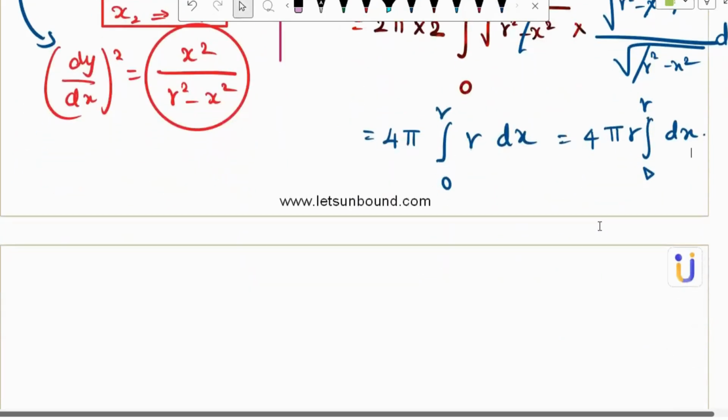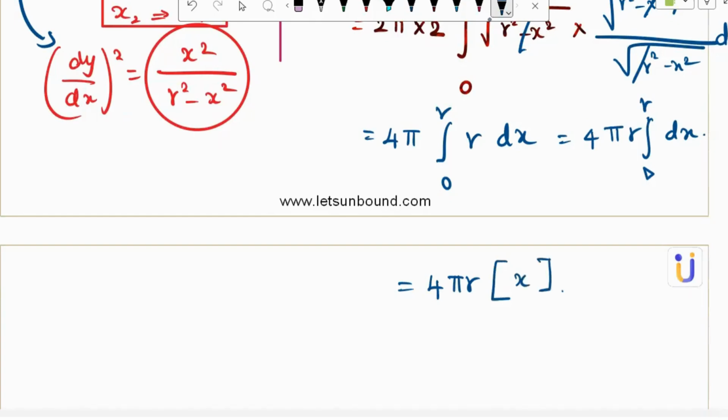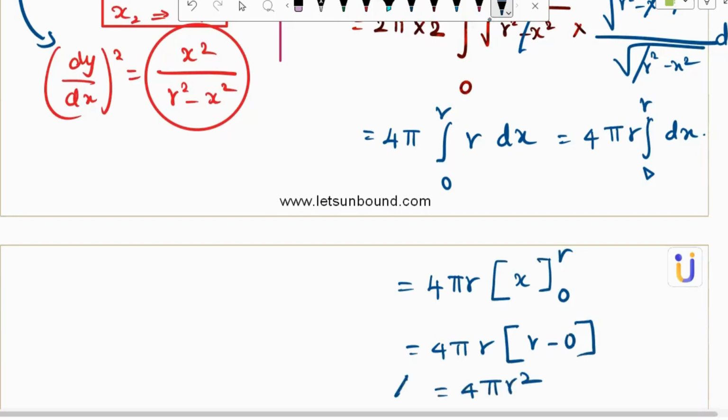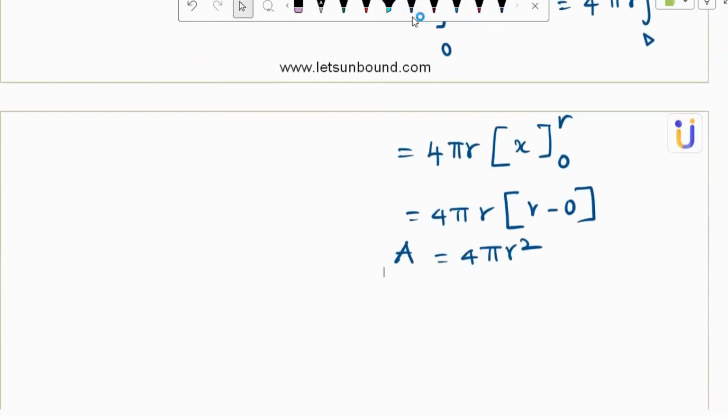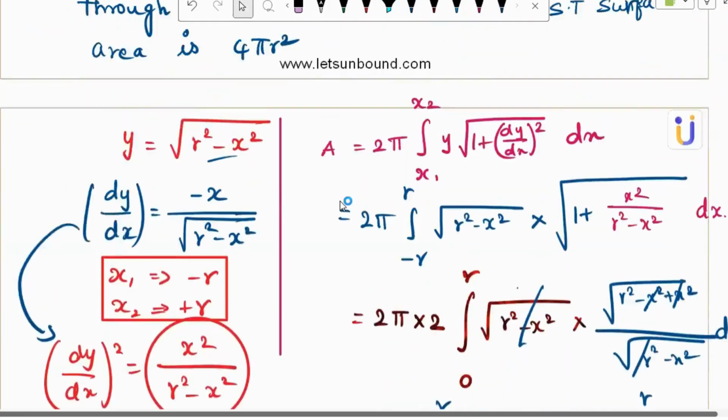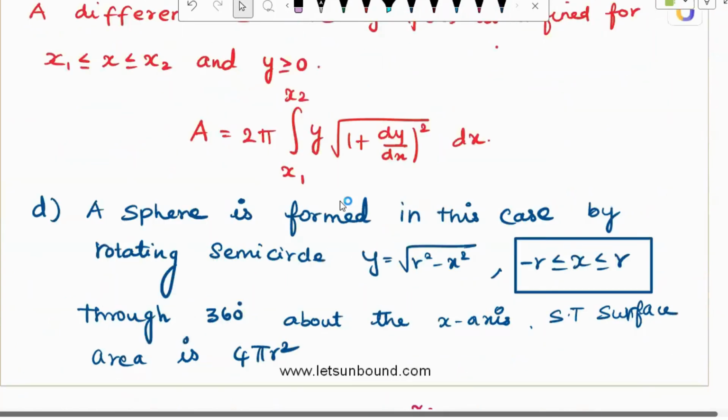4 pi r integral 0 to r dx. Right? And moving forward, it's a basic integration. When you integrate dx, it will become x, and bounds we need to mention. So 4 pi r times r minus 0, which is 4 pi r square. We are actually deriving the surface area of a sphere and we got the same. That's simple. We have solved this part.